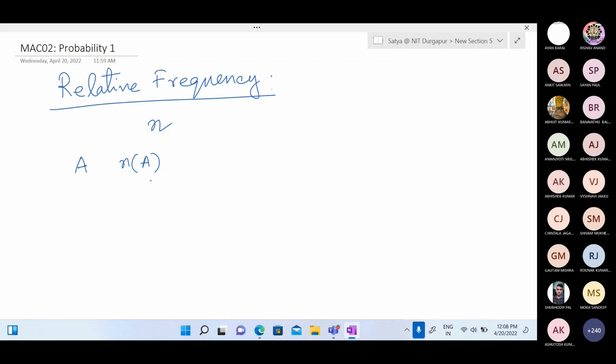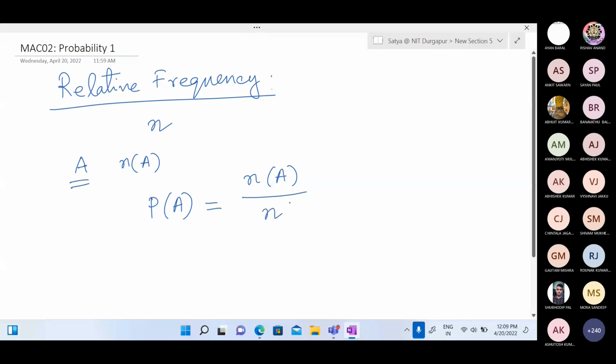Suppose the random experiment is repeated n times. If the event A occurs n_A times, then the probability of the event A is defined like this: P(A), the probability of the event A, is equal to the number of occurrences n_A divided by the total number of experiments, n.